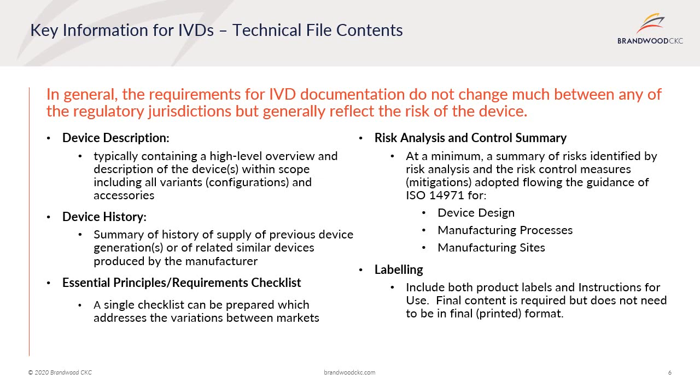Next, labeling. Again, there's an expectation that all labels, including product labels and instructions for use, are included in your application or in your design dossier or technical file. Now, final content is often going to be revised during the review process, so it's not expected that you'll have a final printed format available, but you want to provide a draft, and prior to the end of your application process, you will give them the final set of labeling as you intend on applying it to your product.